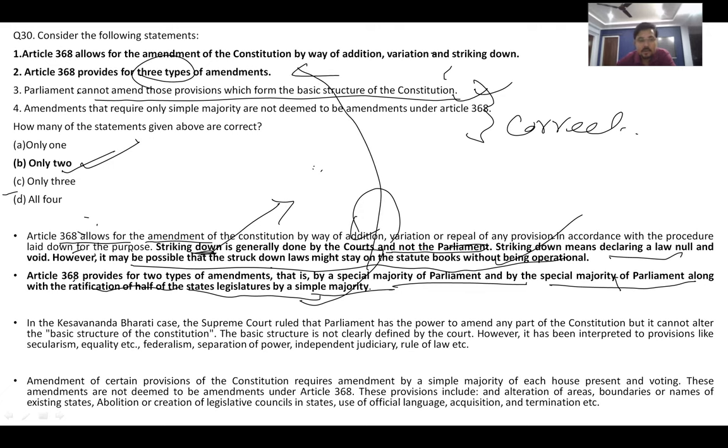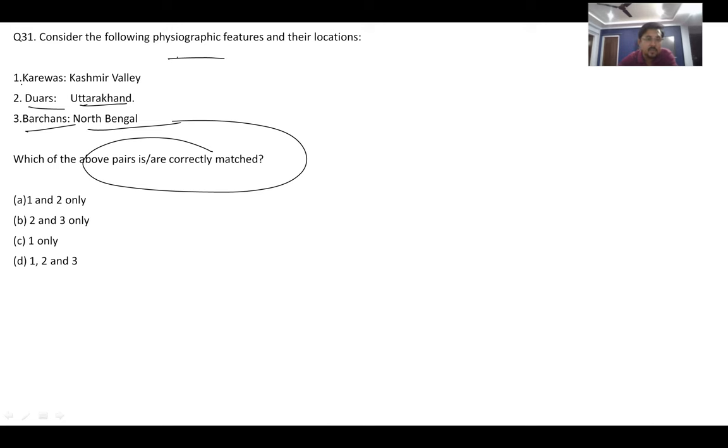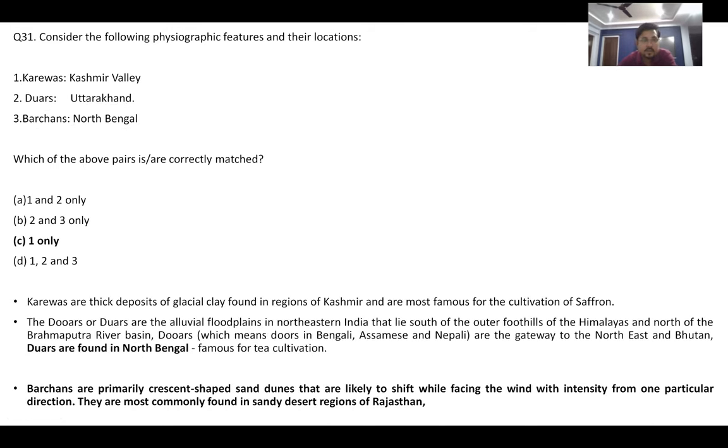Okay, so next, basically the 31st question. Match the physiographic feature and location: Karewas, Kashmir Valley; Duars, Uttarakhand versus North Bengal. Which of the following pairs are correctly matched? 1 only, 2 only, 3 only, or 1 to 3. So here only 1 is correctly matched.